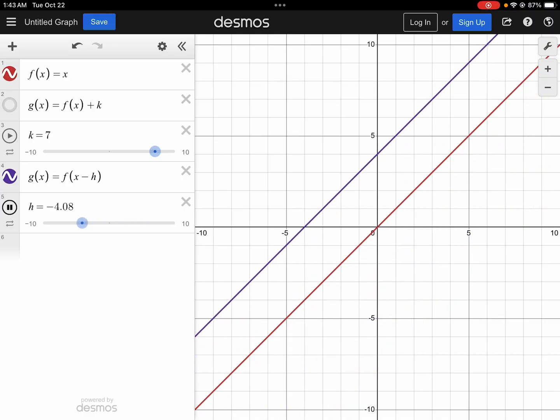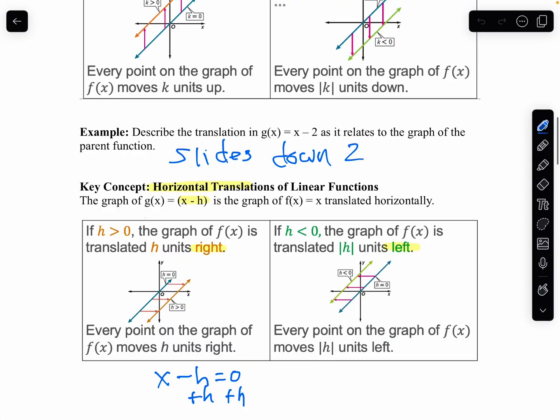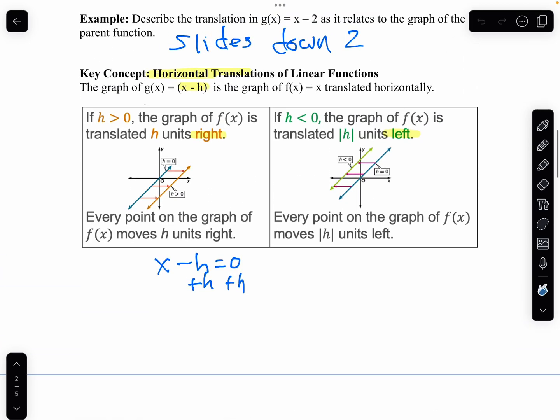memorize that. So if I look at another example here, I'll do that in the next video actually.